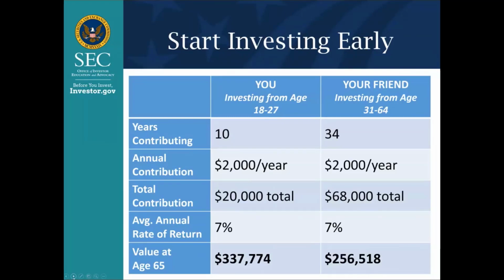Your friend on the right is also a great saver, but didn't start until the age of 31, putting the same amount, $2,000, into the same fund every year until retirement. Despite 34 years of diligence, your friend retired with $256,518, or nearly $81,000 less, because you had the power of compounding for a longer period of time. The takeaway lesson: start investing as early as possible.